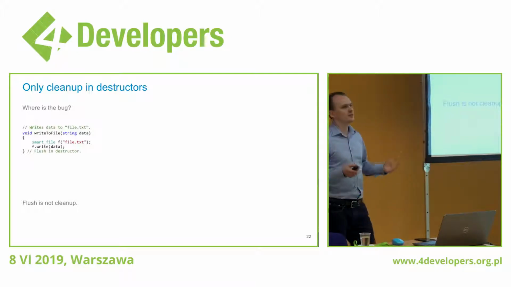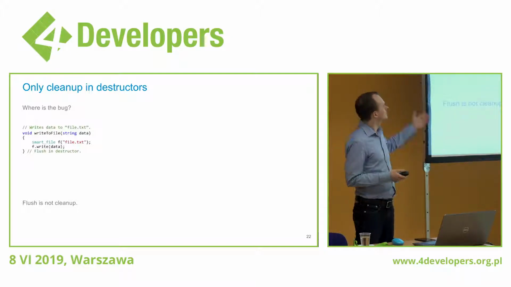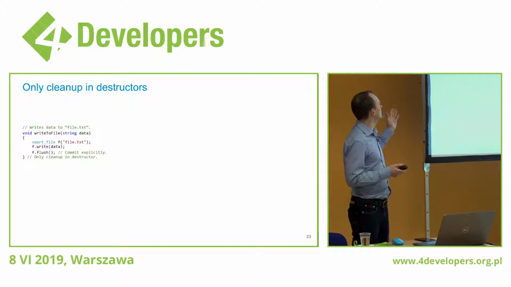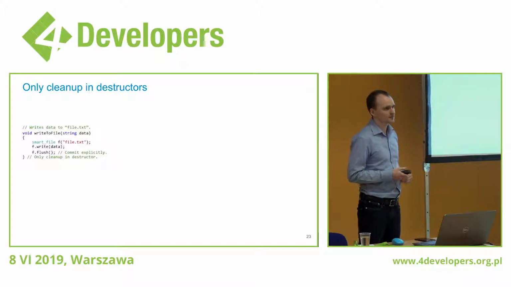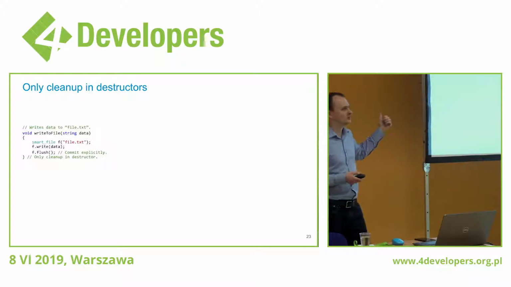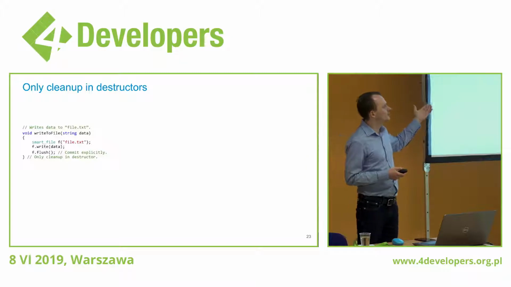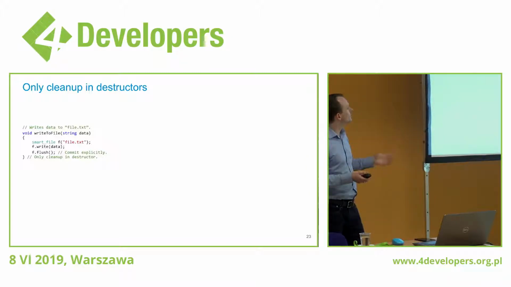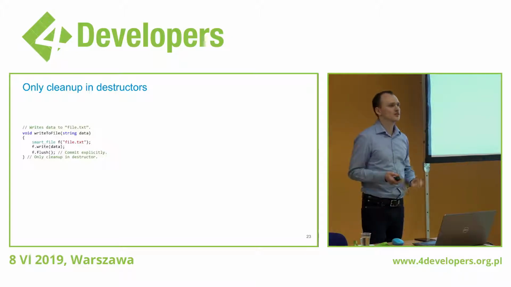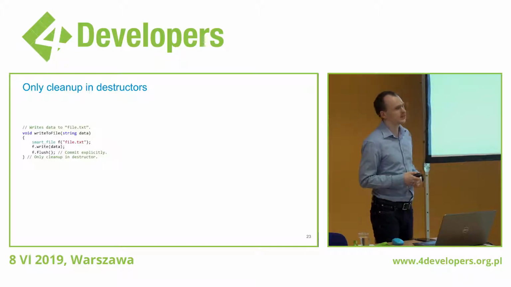And if a cleanup fails, well, if we fix the function and put an explicit flush at the end of it, then it can report errors. And if the function finishes with success, then all the data is on the disk.